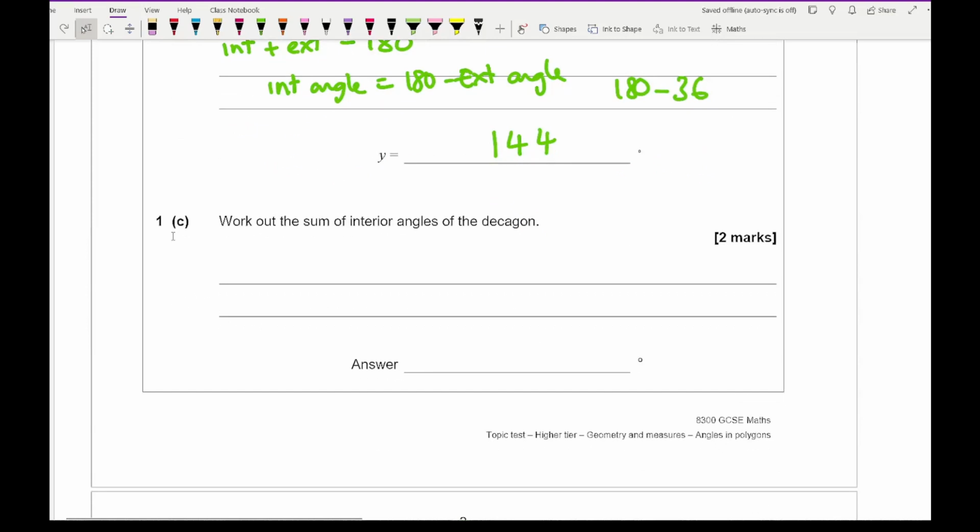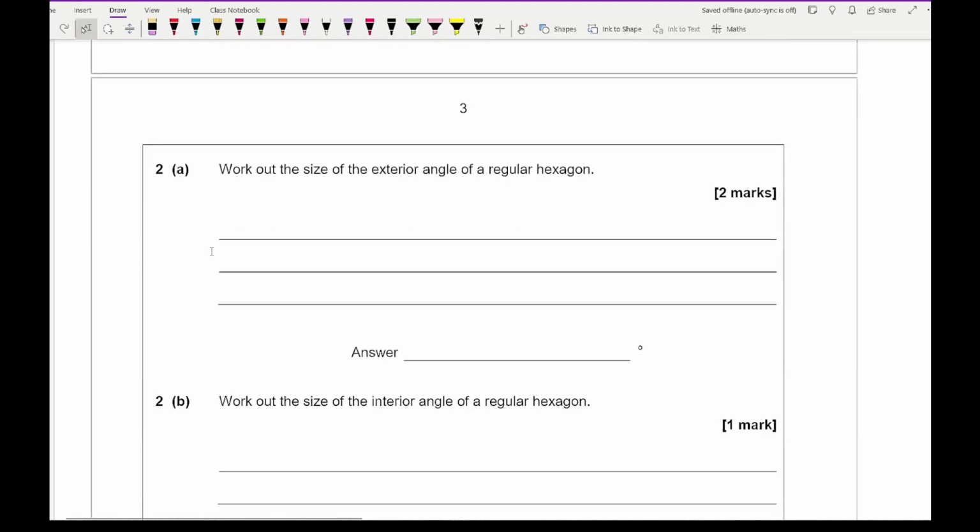Then for 1c, it says work out the sum of the interior angles of a decagon. So we want to work out the sum, not one interior angle. We can either do 180 multiplied by 10 minus 2, or I know that one angle is 144, and there are 10 angles altogether, but either way, I should have the answer of 1440.